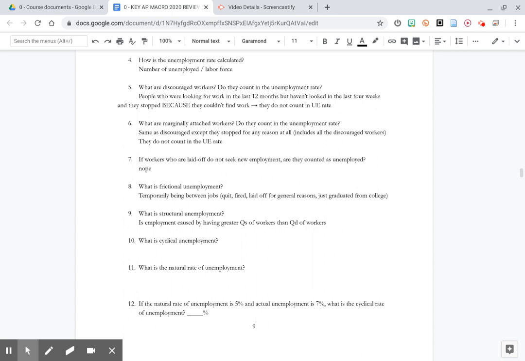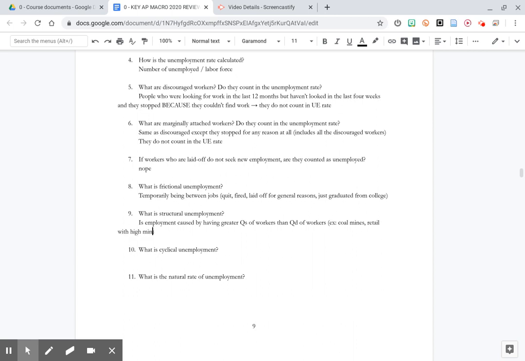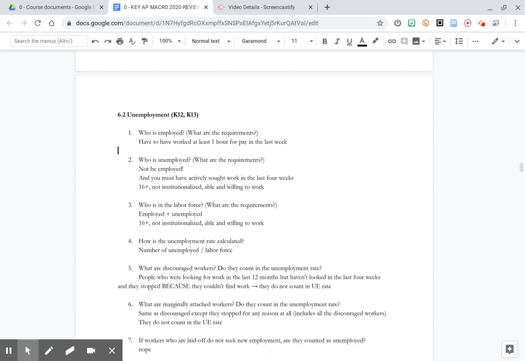An example of that would be coal mines. There are tens of thousands of people who were working in coal mines in the United States who are willing and able to supply their labor, but there really isn't that great of a quantity demanded of workers in that circumstance anymore. Another example would be retail with high minimum wages. Maybe you have a very high minimum wage causing a large quantity supplied of workers, but not so much in terms of quantity demanded.